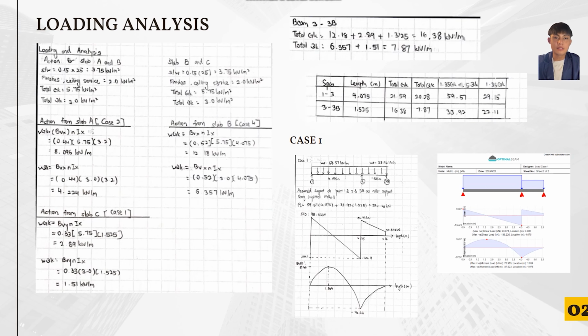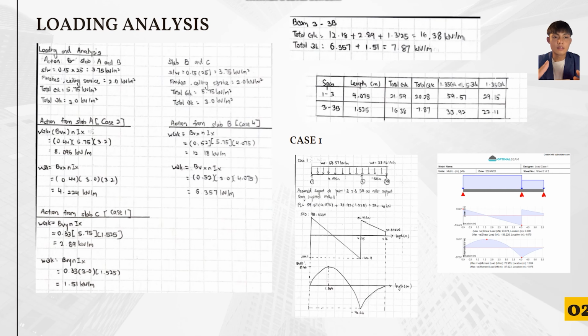Moving to the important part in this design of the continuous beam, which is the loading analysis. In order to do the analysis of the loading, we get the action upon slab A, slab B and C. Slab A is the same as case 2, slab B is case 4, and slab C is case 1. Because the slab has the longer span, we need to get the beta vx from the table. After that we calculate the shear of the beam and the subtotal of the Gk value, and we get the total Gk and total Qk. Then we tabulate all of the results to make it easy for us to do the design and analysis.